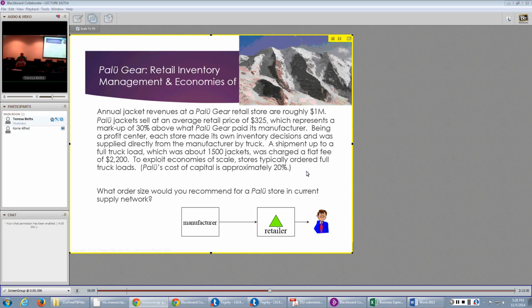Okay. As I read through that, I typically try to pick out variables as we go, right? So if I have roughly $1 million in retail sales, and each one is $325, I can get my annual throughput by taking $1 million and dividing it by 325. Okay. Being a profit center, each store makes its own inventory decisions. A shipment up to a full truckload is about 1,500 jackets. Okay. So, that being said, let's keep moving forward a little bit here.